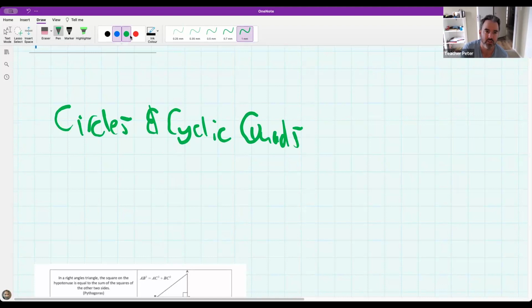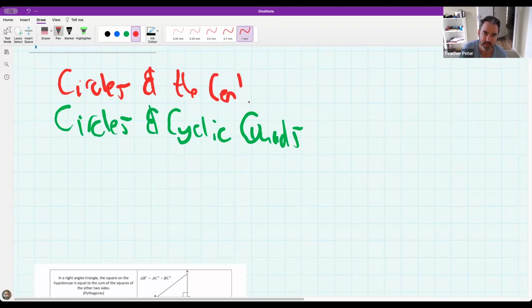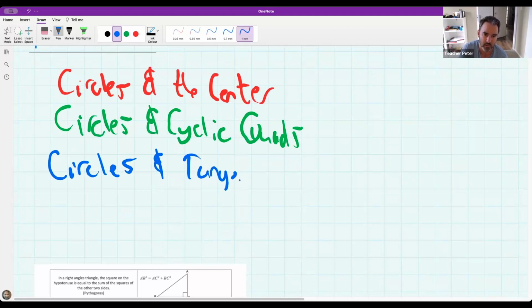Circles and cyclic quads, that was week 2. Week 1 was circles and the center. And then week 3 will be circles and tangents.